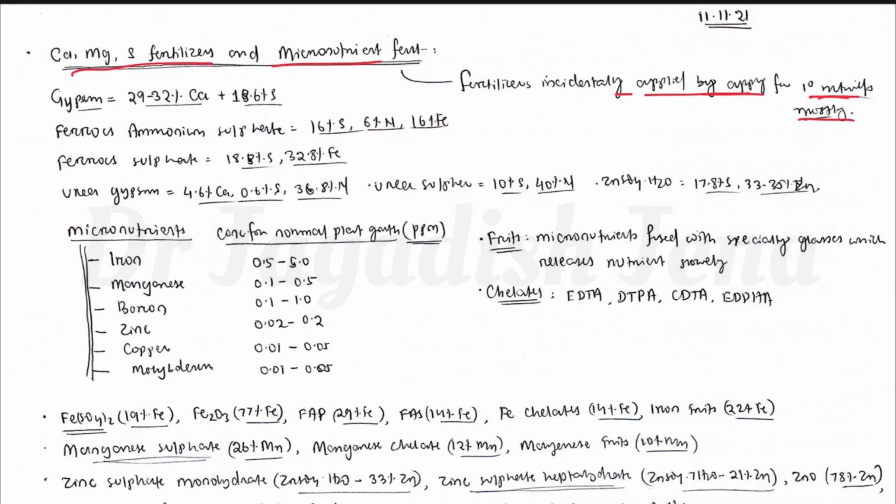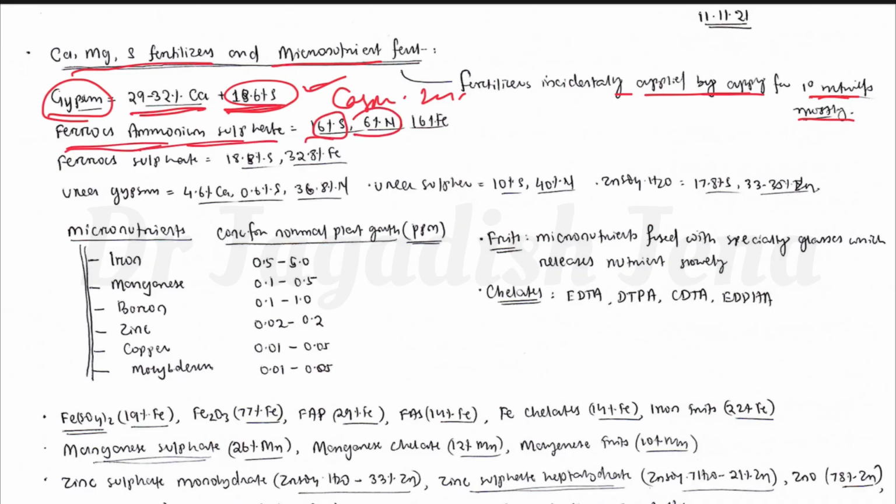Again, gypsum contains 29 to 32% calcium and 18.6% sulfur. You have to remember this. Gypsum, what is the formula? Calcium sulfate dot 2H2O. Then ferrous ammonium sulfate, FAS, contains 16% sulfur, 6% nitrogen, 16% iron. Ferrous sulfate contains 18.8% sulfur, 32.8% iron.